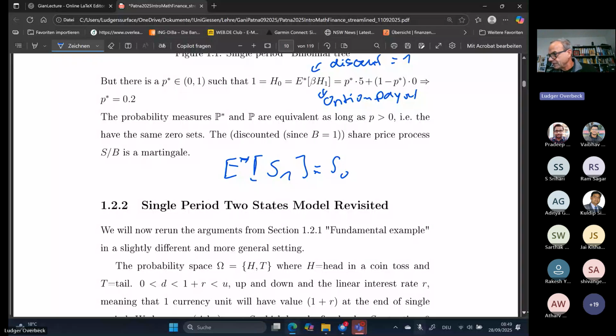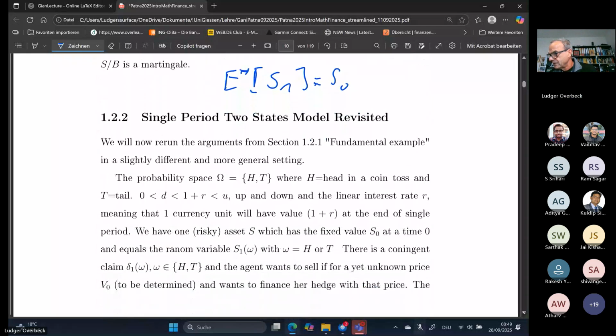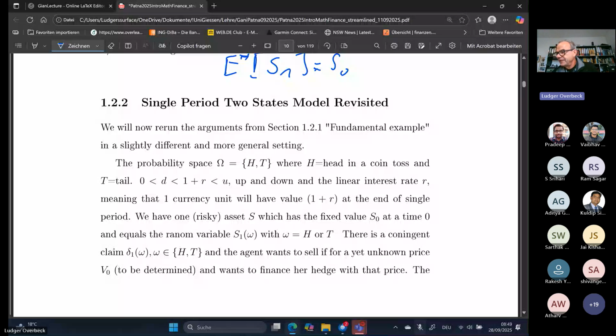Okay, now we become a little bit more formal. Now you have a probability space. That's now your coin, head, going up and down. So this is one important condition which looks harmless here. This means going down: if it's going down, you earn less than the riskless interest rate, and if it's going up, you earn more than in the riskless case, the interest rate. The interest rate is somehow riskless.